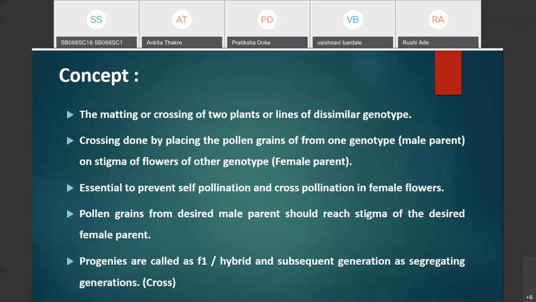The process is very important because, due to the use of pure line selection in self-pollinated crops for improvement, the genetic variability in self-pollinated crops gets exhausted. Genetic variation is the basis of crop improvement. Therefore, genetic variability has to be created artificially, and for this the plant breeder uses the hybridization method.